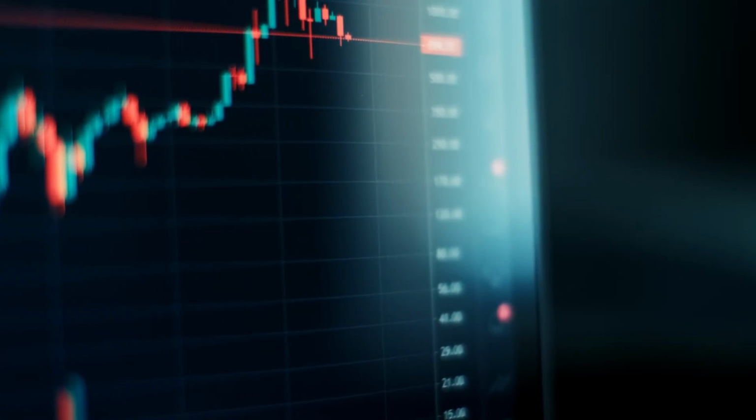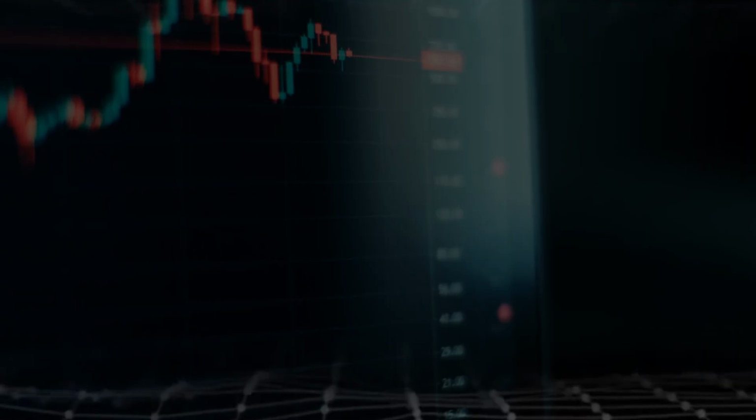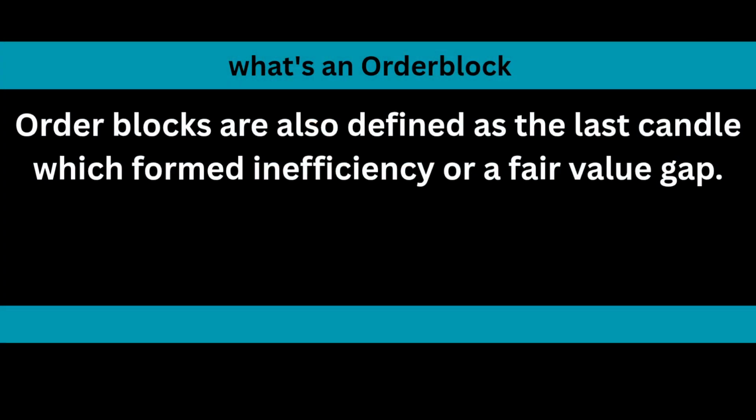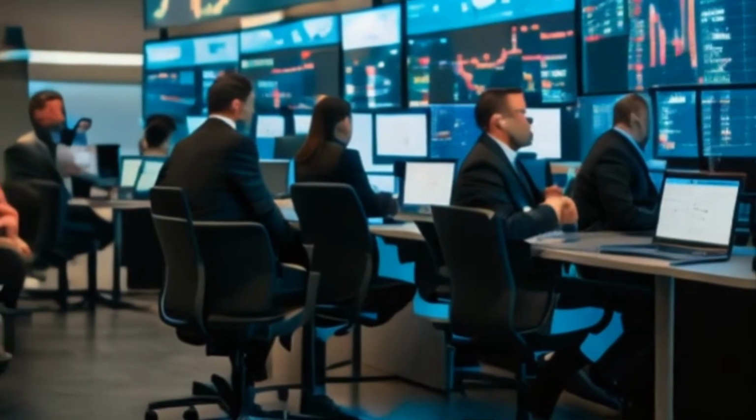So let's start with the basics. What exactly is an order block? An order block is simply the last bullish or bearish candle before a major move that breaks structure. Order blocks are also defined as the last candle which formed inefficiency or a fair value gap. It is said that big players make decisions at these zones.